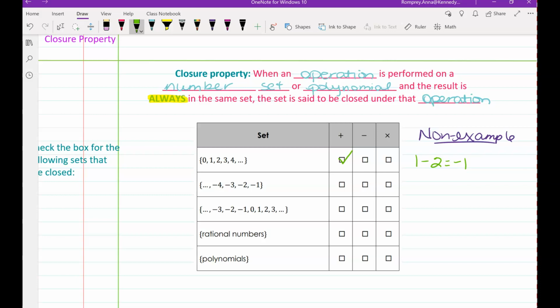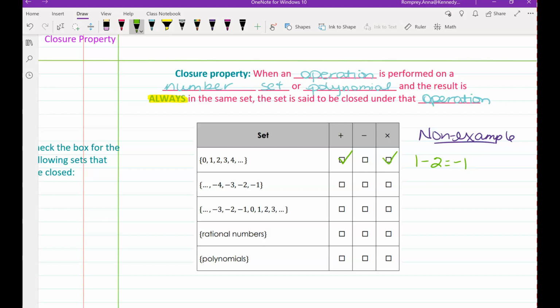How about multiplication? If we multiply any two whole numbers, are we going to get a whole number? Yeah, it's just going to continue to get larger. Or if we multiply by 0, it'll stay 0. But 0 is still in our number set, so yes, closed under multiplication.